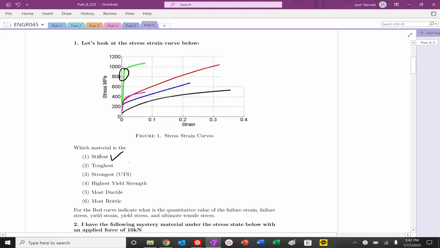Toughest. Remember, toughest is going to be the total area under the curve. So it's going to be hard to guess quantitatively, but I would say the red, most likely. So I'd say the red.